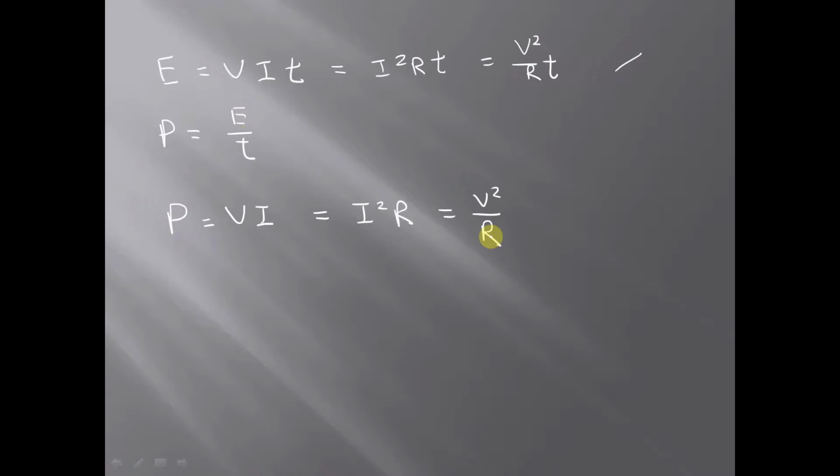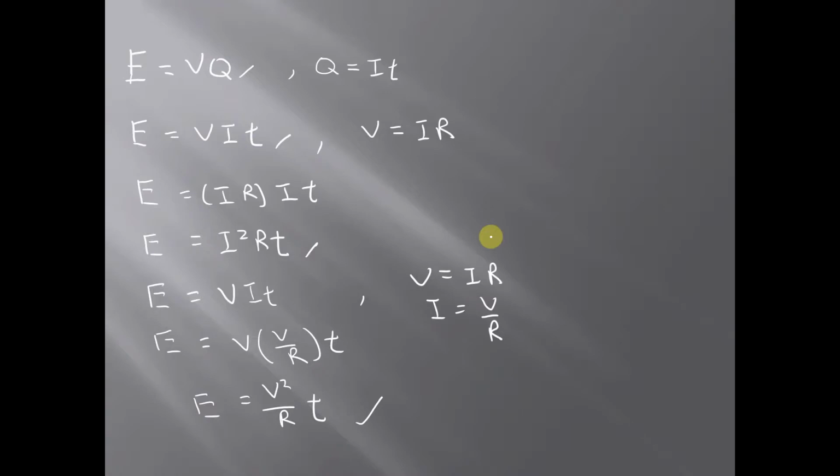Understand? You will feel like, wow, there are so many formulas. Actually, it's not at all. All these formulas came from the basic one. What is the basic? Energy is VQ. That is the basic. So all of them are actually a combination of this with these two only.